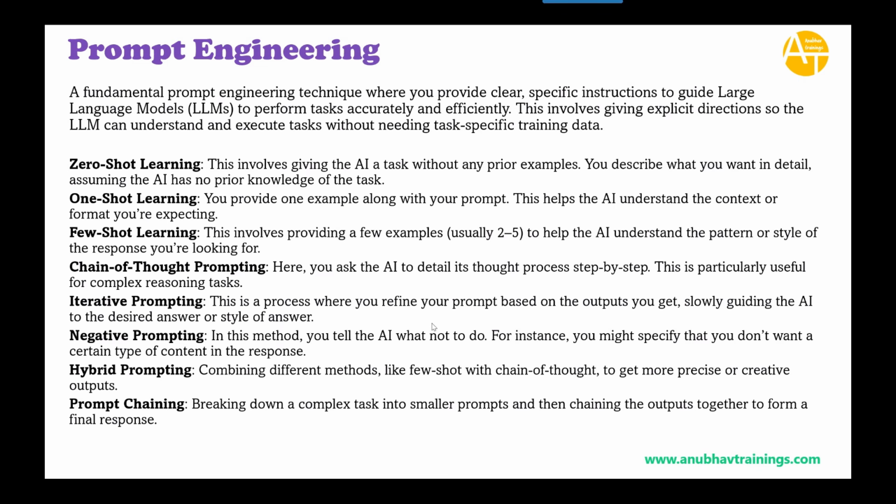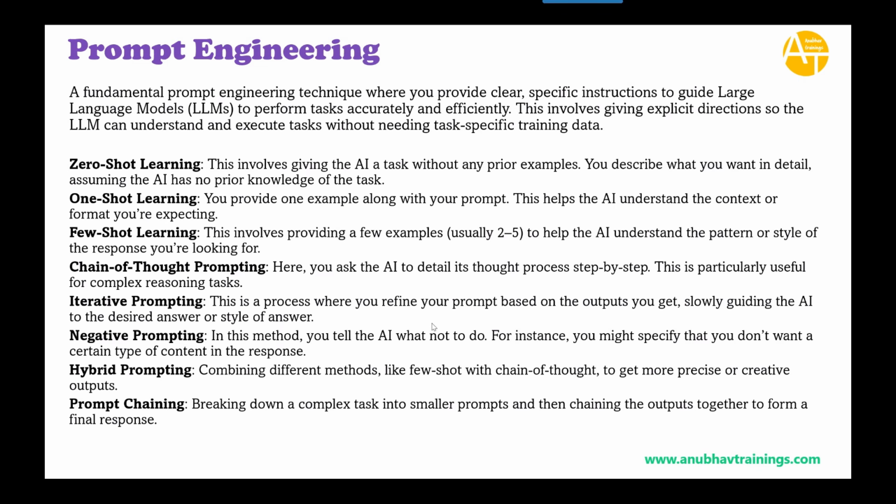Then few shot learning, which involves providing a few examples, like 2 to 5, to help the AI understand the pattern and the style you are looking for in a response. Then chain of thought prompting, where you ask the AI to detail its thought process step by step. This is particularly useful for complex reasoning tasks. Then we have iterative prompting, where you refine your prompt based on the output you get and slowly guide the AI to the desired answer or style of answer.